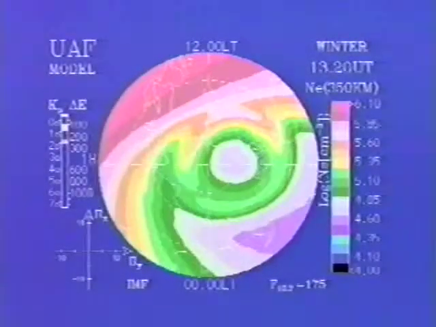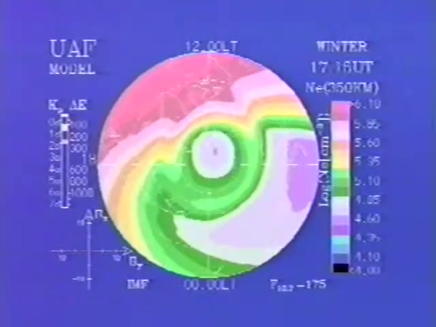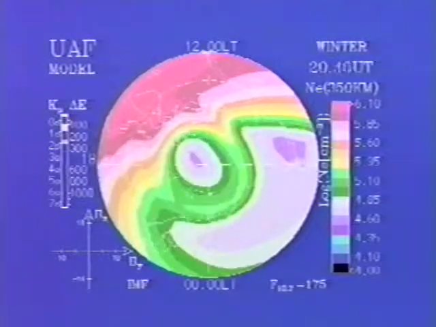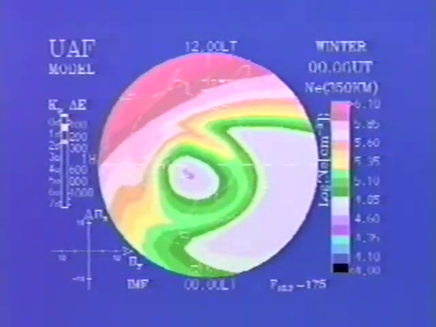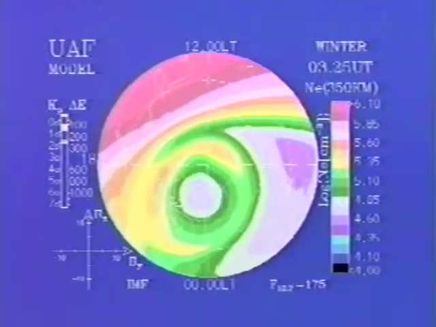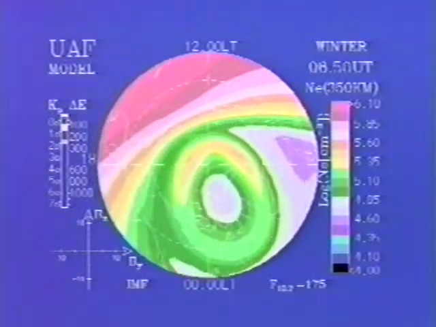Polar view of electron density in the ionosphere at the 350 kilometer level. These simulations portray the northern hemisphere in winter with the sun at the top and the Earth rotating below. The color scale on the right shows logarithmic electron density. On the left is a bar showing geomagnetic activity and axes which show the direction and magnitude of the interplanetary magnetic field, or IMF.